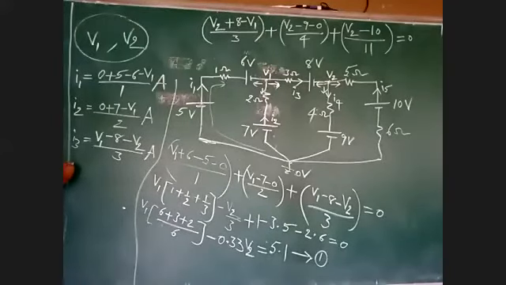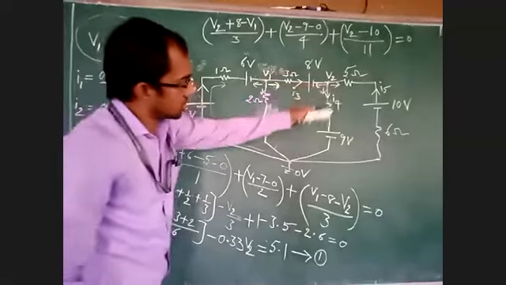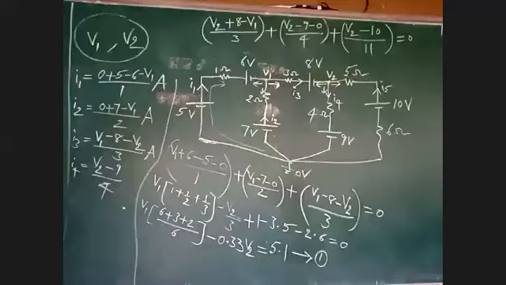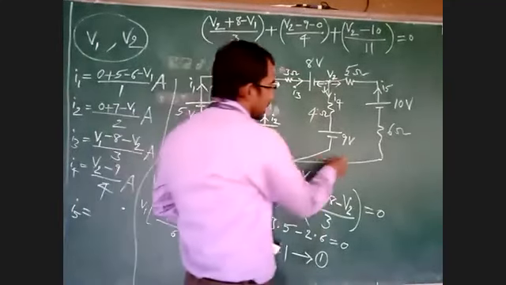Then I4. I4 in the downward direction, see, V2 to 0. V2 minus 7, minus 9, divided by 4. Now come to I5. I5 is in the upward direction. It is moving like this. Positive, 0 plus 10, minus V2, divided by 11.